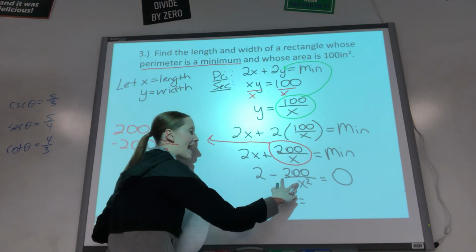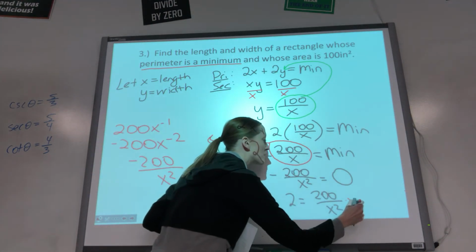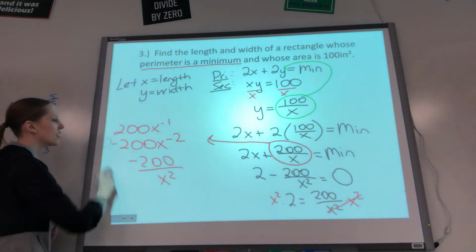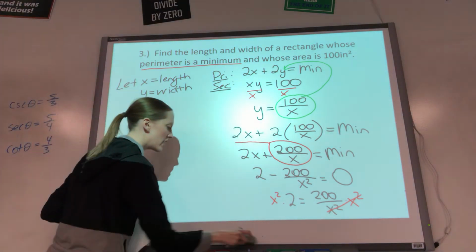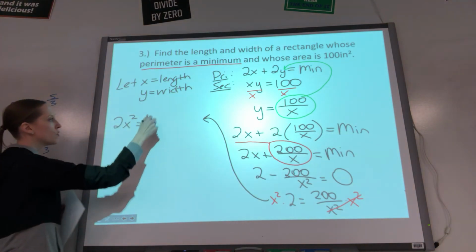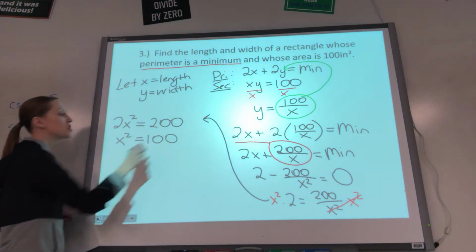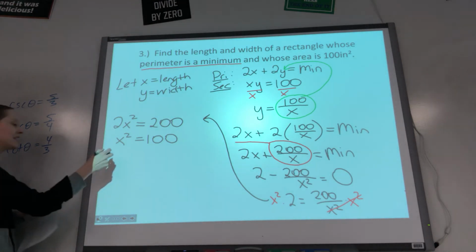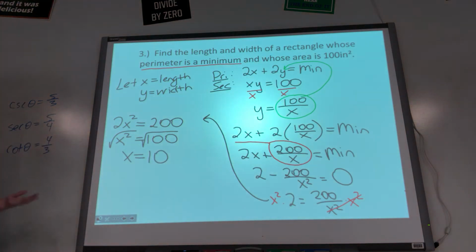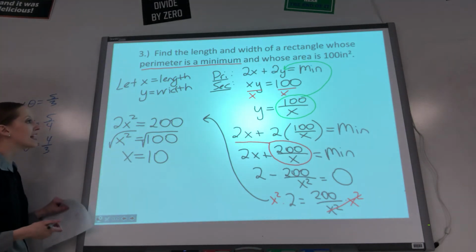All right, I'm going to add that term to the other side. Then I'm going to multiply by x squared, so it's not on bottom anymore. And let me erase this over here so I've got more room. Now it says 2x squared equals 200. You'll have to divide by 2 first before you square root. Now when I square root both sides, I don't need the plus or minus here either because we're talking about the length and width of a rectangle. You don't want those to be negative.